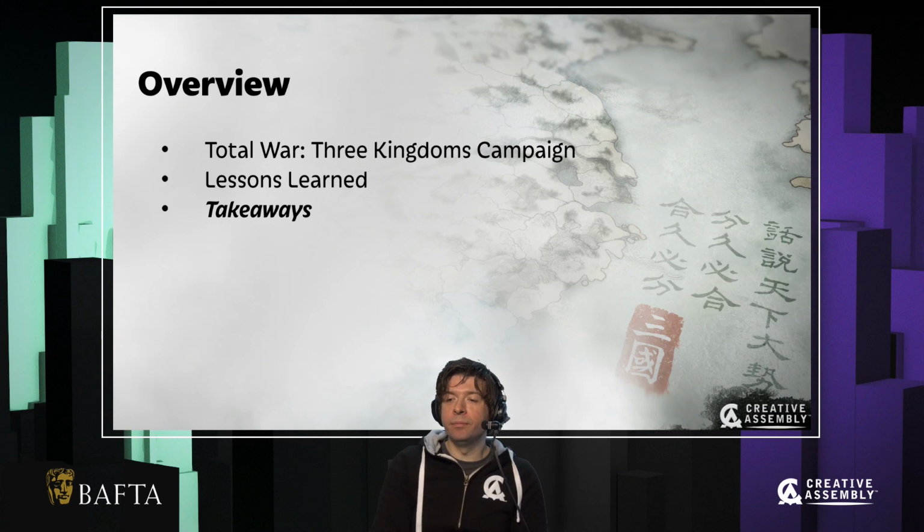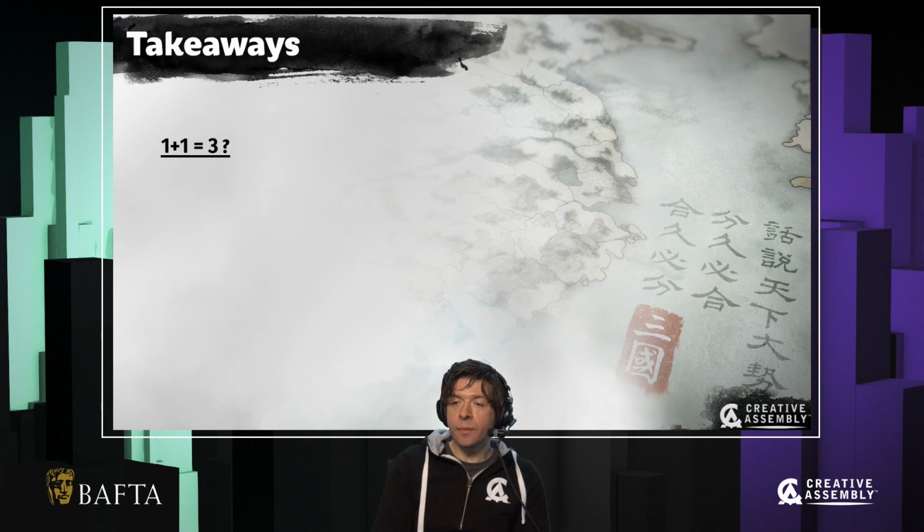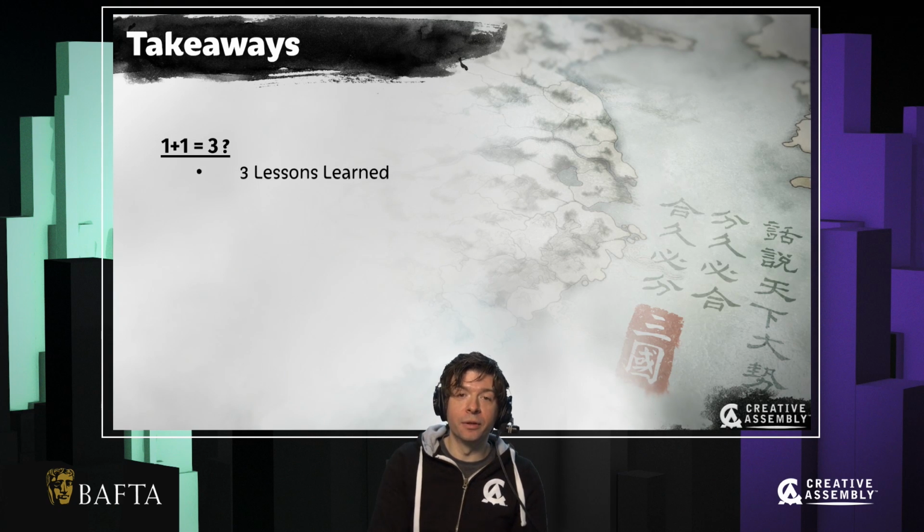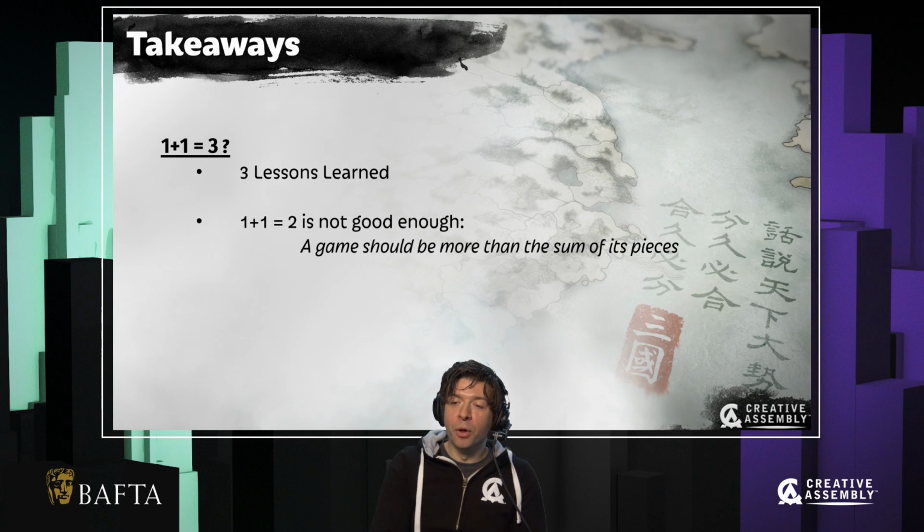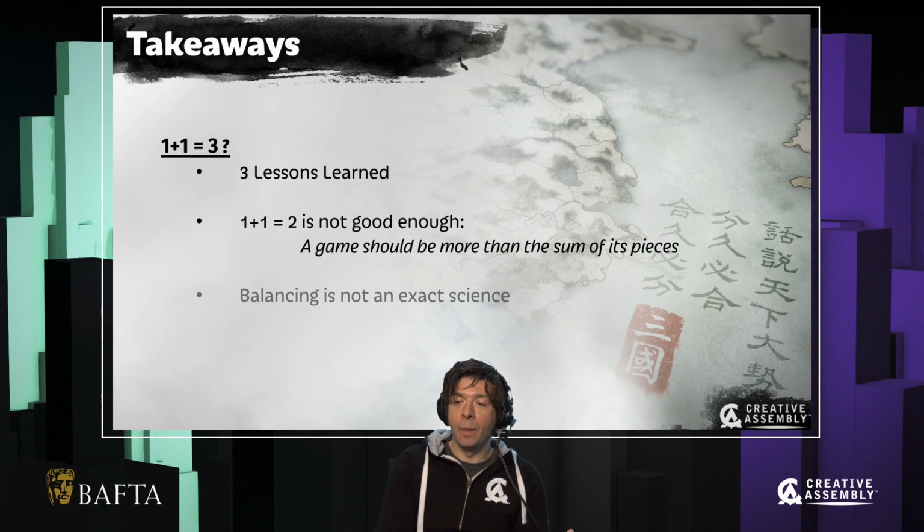So coming to the main takeaways. First of all, 1 + 1 = 3. Wasn't really my idea for the title, so I feel obliged to explain it a little bit. First of all, we talked about 3 lessons learned. But more importantly, 1 + 1 = 2 wouldn't be good enough. A game is meant to be more than the sum of its pieces, and that's where balancing can really shine and generate these synergies between systems and make it really rewarding.